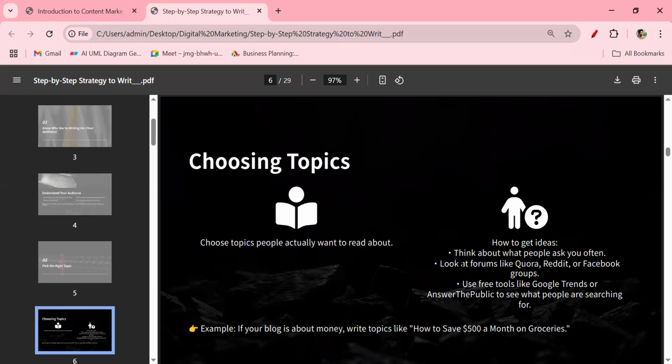And how to get ideas? Think about what people ask you often. Look at forums like Quora and Reddit. In Quora, you get to know what kind of questions people are asking. So you can research in Quora, Reddit, and Facebook groups. Use free tools like Google Trends and Answer the Public to see what people are searching for. Answer the Public is also a good tool.